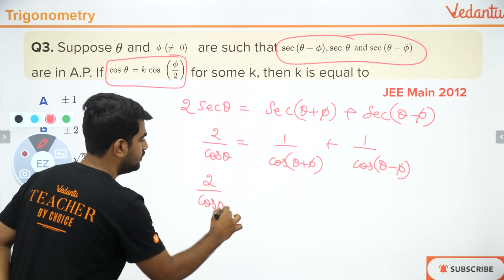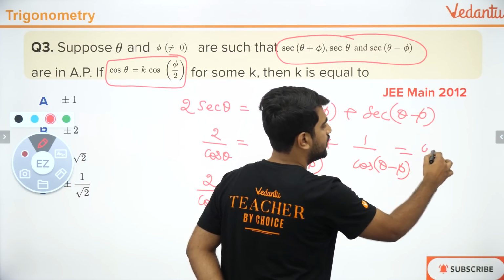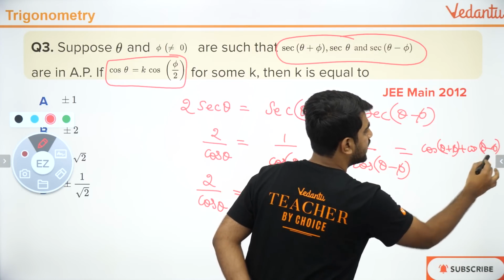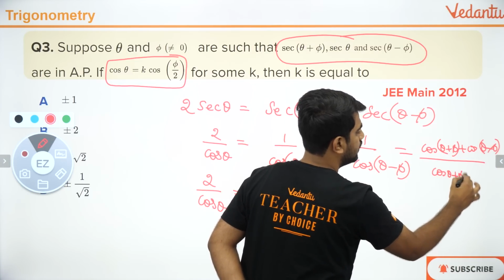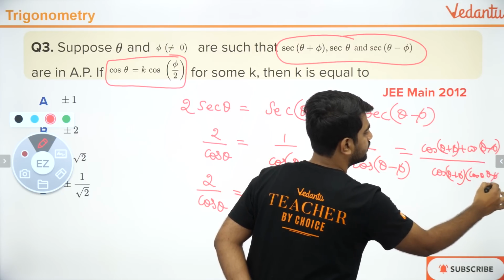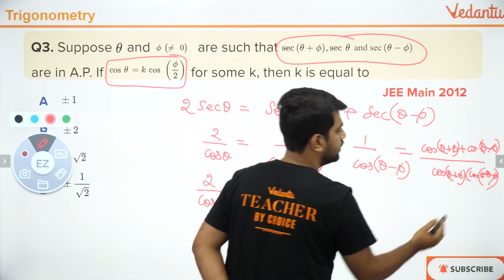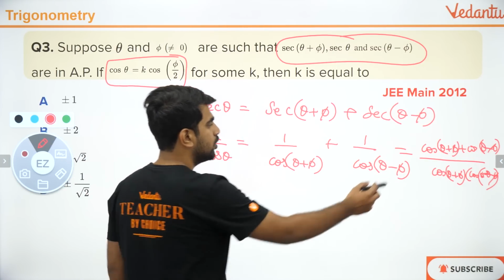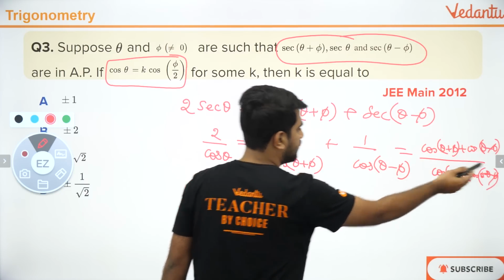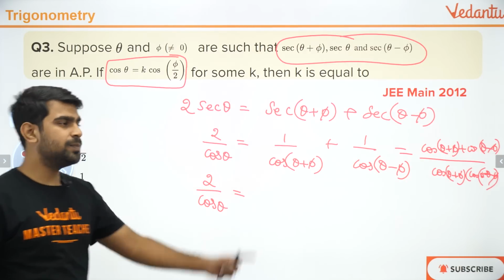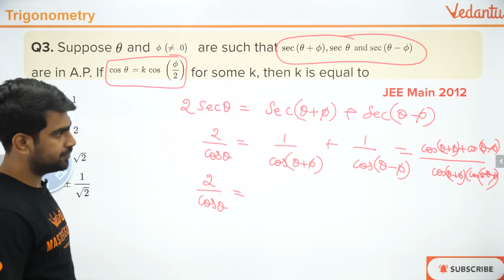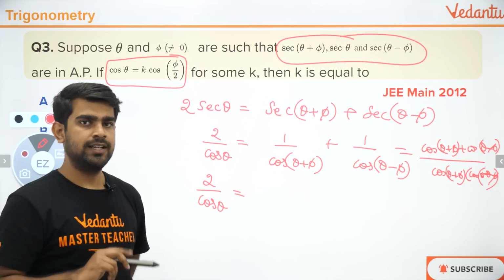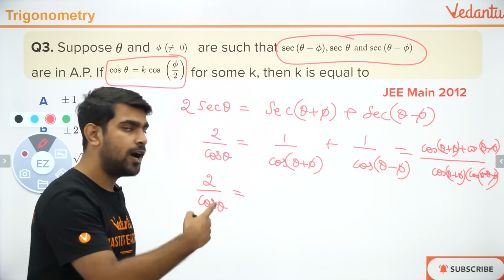Let's take LCM. So if I take LCM, I'll get in the numerator cos of theta plus phi plus cos of theta minus phi, divided by cos of theta plus phi into cos of theta minus phi. I hope that is clear. I just took LCM. It is just cos of theta minus phi plus cos of theta plus phi divided by the product of these two. Just write it down clearly, guys. Now, what is the numerator over there? It is of the form cos C plus cos D, which we have used in the first question. I told you guys the formula for cos C plus cos D, and look at how frequently we are using it.